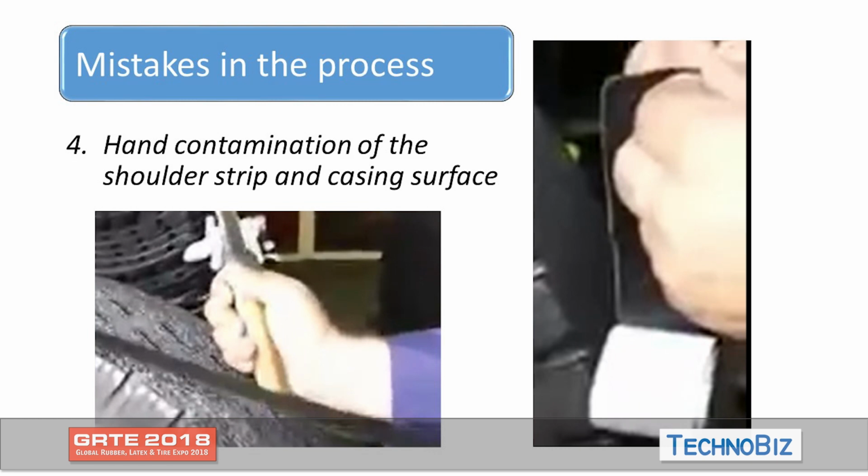And contamination. This is with the hand, putting the hand on top of the casing already prepared for the tread. So this is hand contamination. And contamination of the shoulder strip. These are the shoulder strips that they are putting on, and they are opening the polyfilm and touching with the hand. So don't think this doesn't happen in many factories.